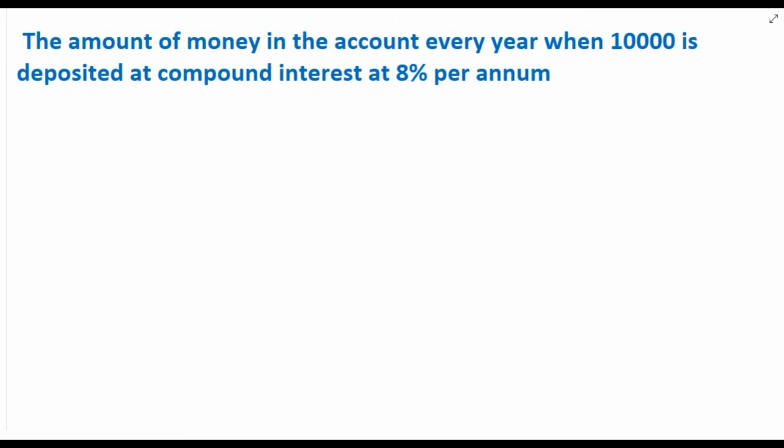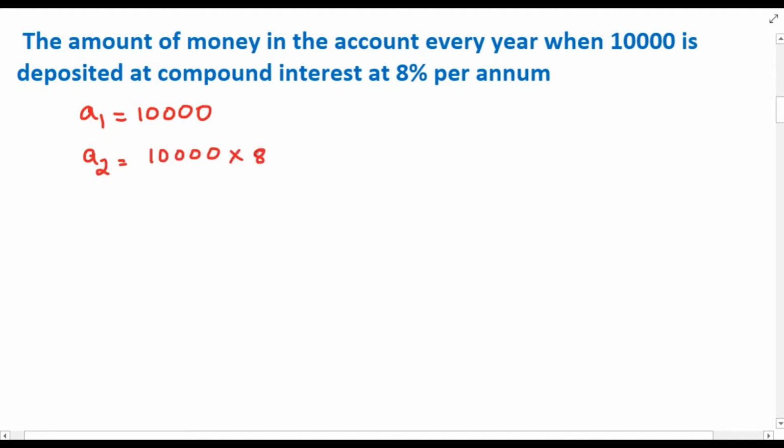Now the third question is the amount of money in the account every year when 10,000 is deposited at compound interest at 8% per annum. And we know that compound interest means the interest calculated on increased principal, that is called compound interest. So we can take the first term A1 as 10,000. Now we need to find out A2. We know the interest they have given is 8% per annum.